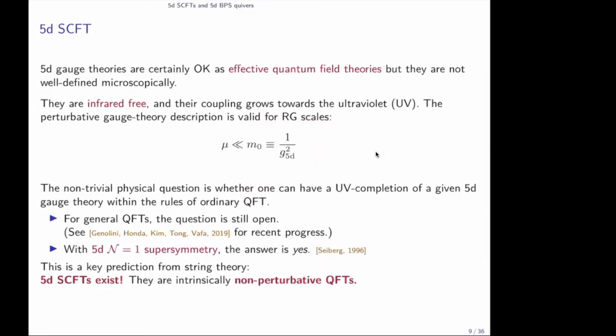And so a non-trivial physical question is whether one can have a UV completion of 5D gauge theory. And it's still an open problem if you don't have supersymmetry, although there's been some very interesting recent progress from Cambridge and elsewhere. But we know from the late 90s, from the work of Nati Seiberg in particular, that 5D N=1 supersymmetry allows then to have 5D superconformal field theories that UV complete those 5D gauge theories with N=1 supersymmetry.